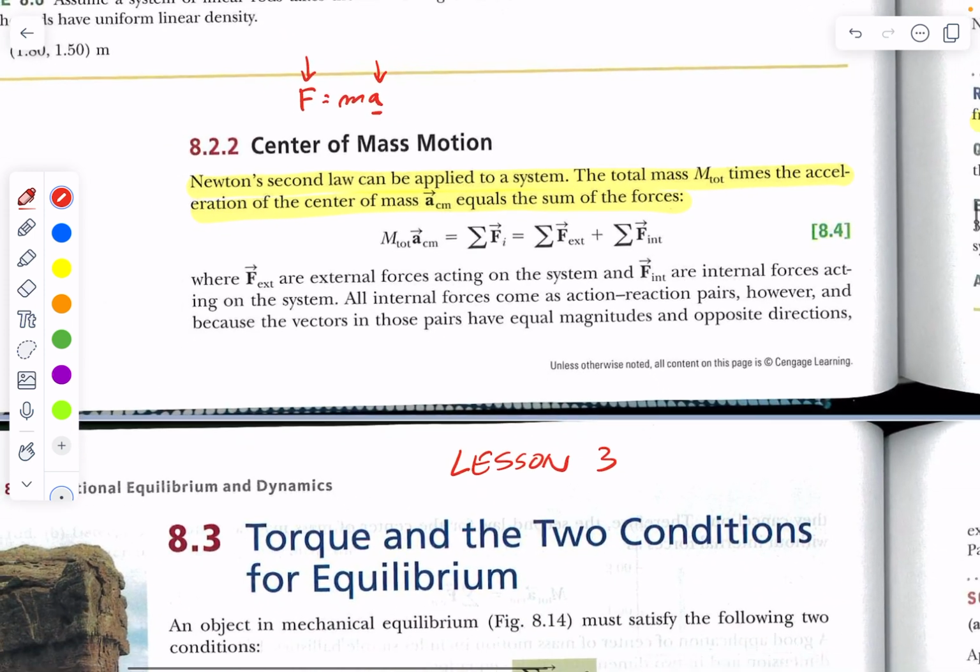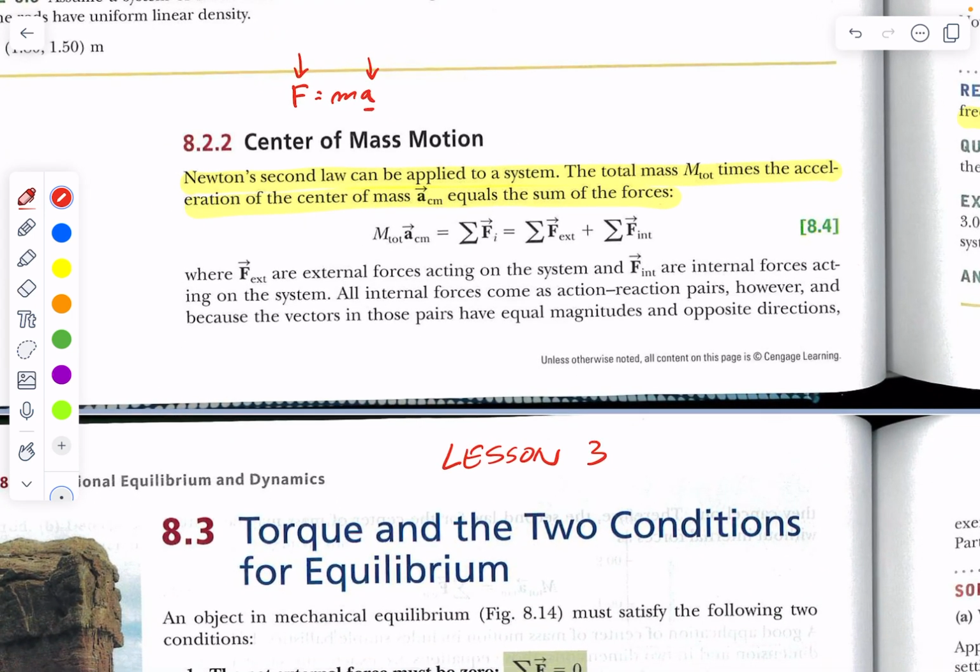We're going to apply that to this system. Here's my total mass of the system times its acceleration, which is the acceleration of the center of mass. And it's going to be the result of the summation of all the external forces acting on the object plus all the internal forces acting on the object.